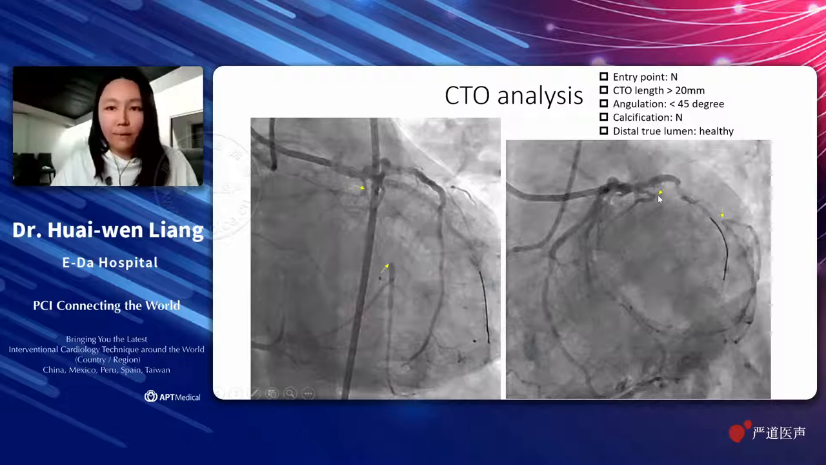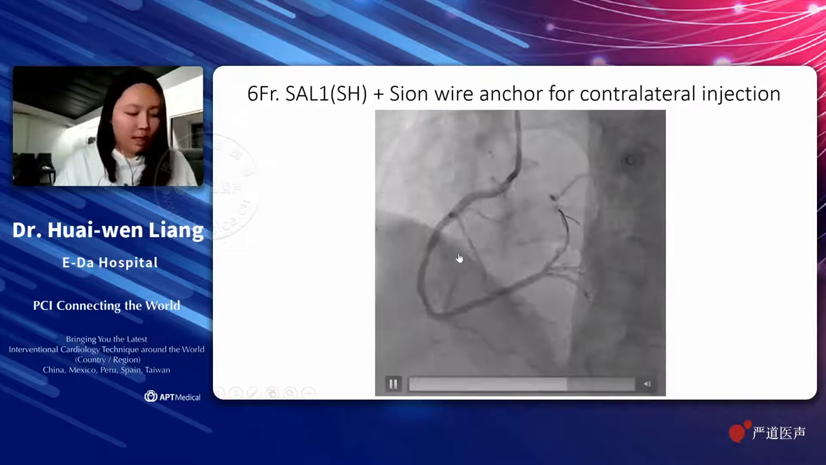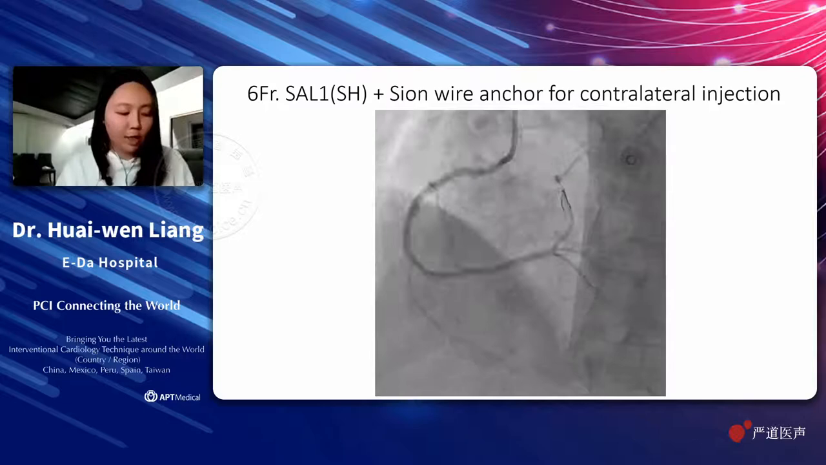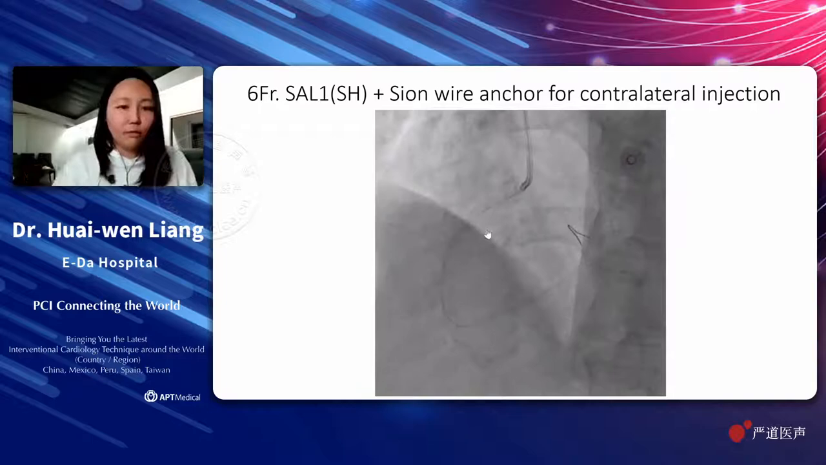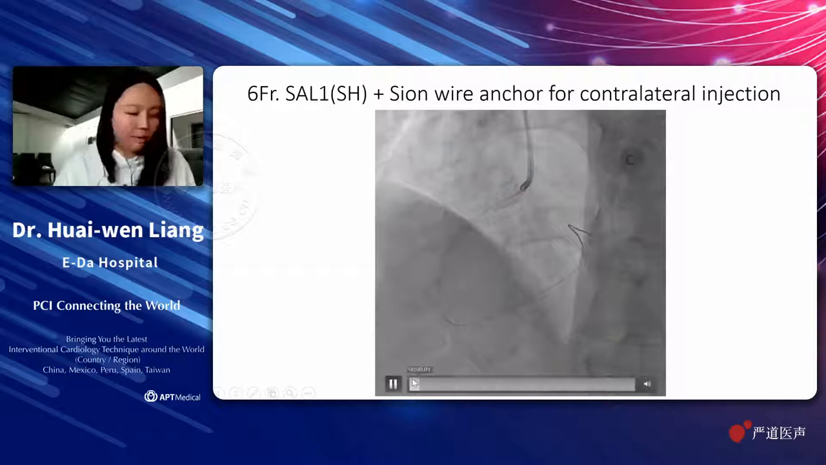And from the spider view, the CTO length seems over 20 millimeters. There's no angulation during the CTO course and no calcification, and the distal true lumen was healthy. So my strategy is, in most cases, we use a diagnostic Judkins right for contralateral injection, but in this case, because his right side can engage very well, I chose a guiding catheter and put a wire to stabilize the catheter for a better quality contralateral injection.